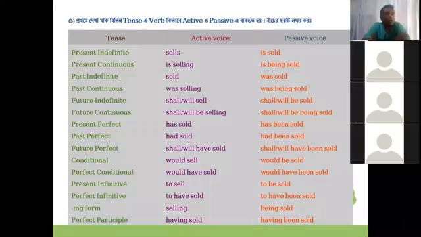Now let's see. To sell in the active structure, to be sold in the passive structure. To have sold for perfect infinitive in the active structure, to have been sold in the passive structure. Selling for ing form in the active structure, being sold in the passive structure. Perfect participle, having sold in the active structure and having been sold in the passive structure.